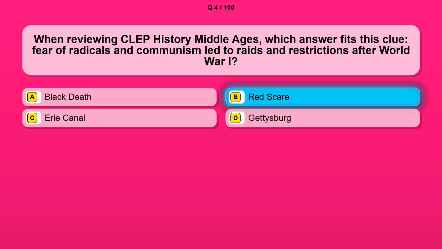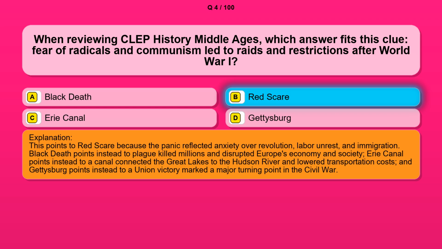Red Scare. This points to Red Scare because the panic reflected anxiety over revolution, labor unrest, and immigration. Black Death points instead to plague killed millions and disrupted Europe's economy and society. Erie Canal points instead to a canal connected the Great Lakes to the Hudson River and lowered transportation costs. And Gettysburg points instead to a Union victory marked a major turning point in the Civil War.